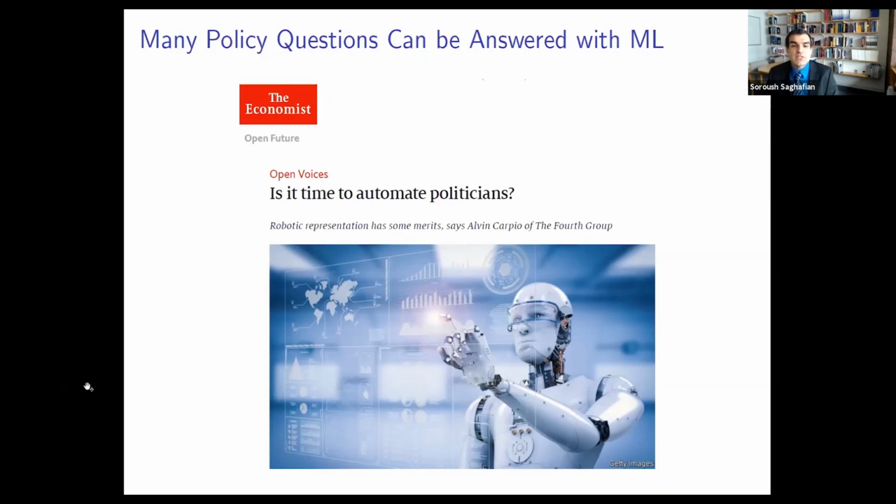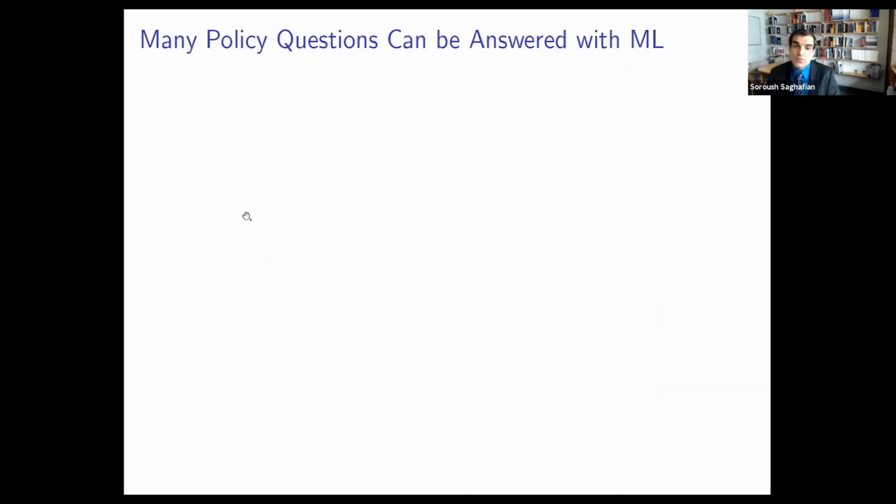So the question is this: is it time to automate our politicians? Are we ready to have these machine learning algorithms built into robots and replace our policymakers and politicians with such robots? Now, why do I think this is an important question? We have seen that big data and artificial intelligence are helping us make better decisions.